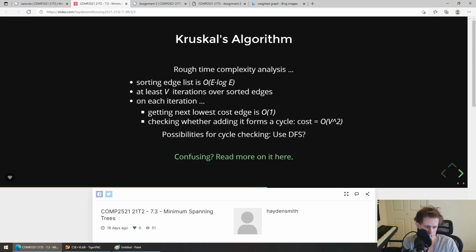Demjin says, for checking a cycle, could you just check if the vertices are connected, if the vertices are already in the MST?